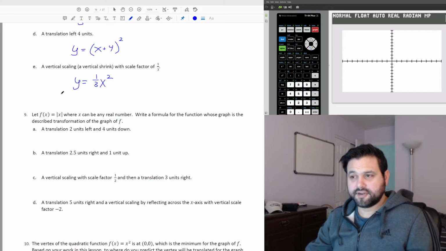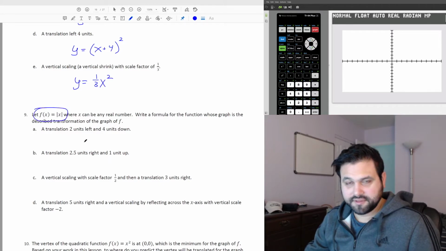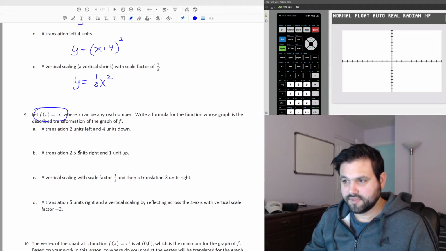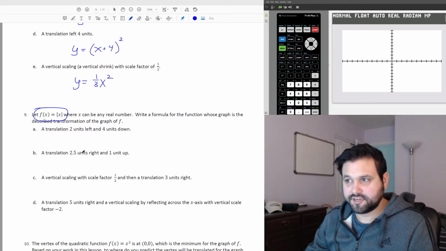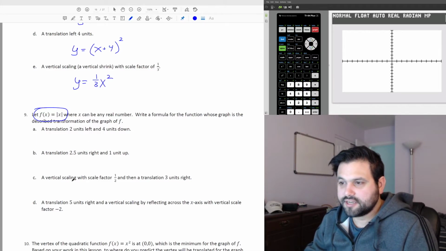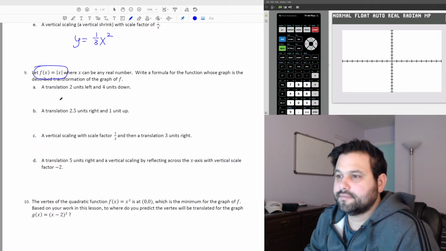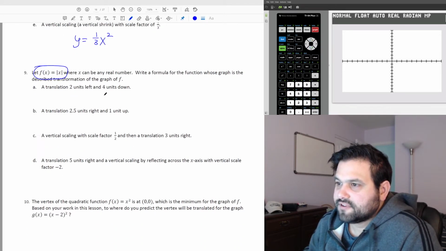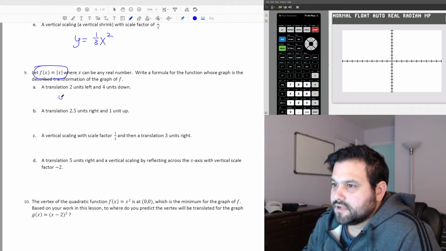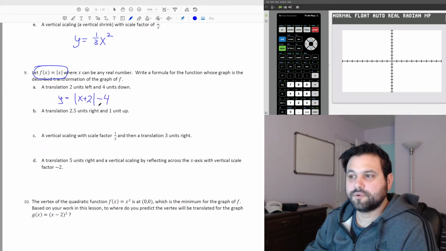Continue trying number 9. This time we're using the absolute value function, and there may be more than one transformation. So go ahead and try these 4, and then unpause when you're ready to check. So 2 units left and 4 units down means I would have, 2 units left means x plus 2 inside. 4 units down means minus 4 on the outside. So that's what we would get there.